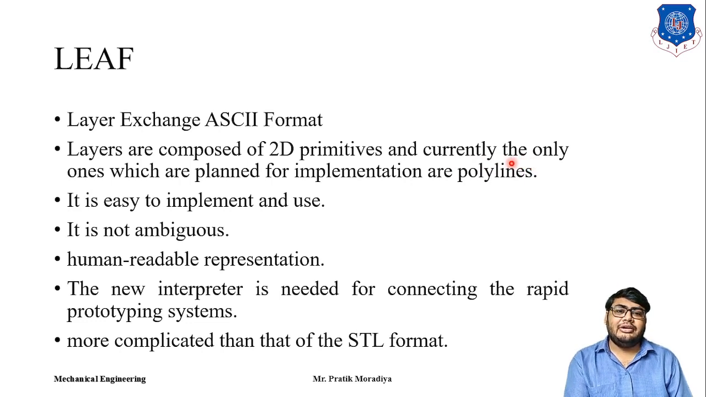At the current moment the primitives that are being used are polylines only, but others are being added. LEAF format is comparatively easy to implement and use, and it is not ambiguous. Anyone can understand it. Also the LEAF format is human readable, so anyone can look at it and understand what the representation is. But the problem is that some new interpreters will be needed to read the LEAF file to connect to a rapid prototyping system.